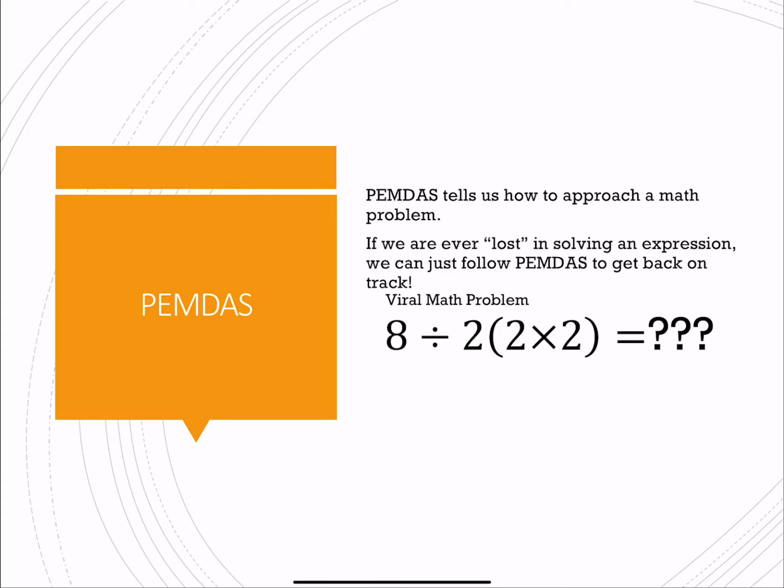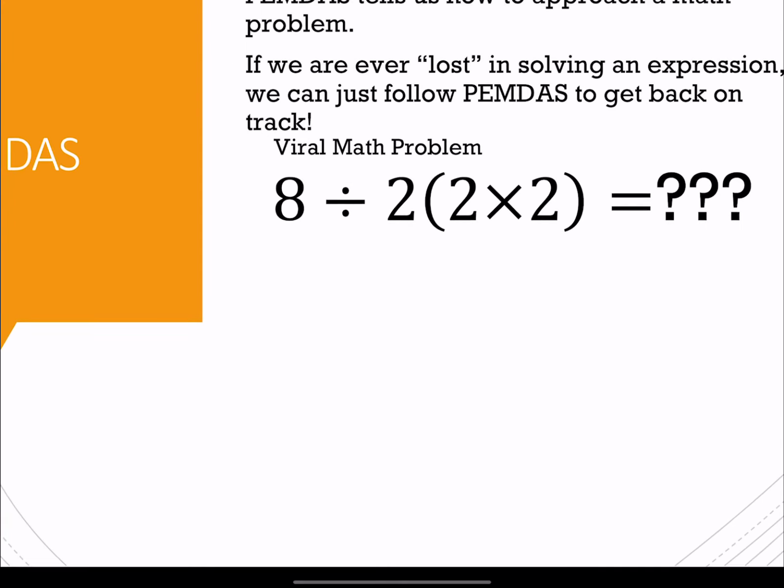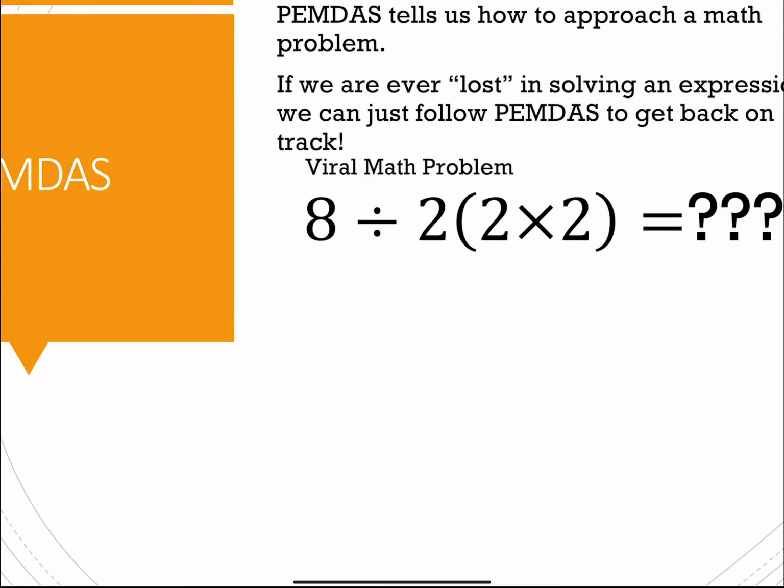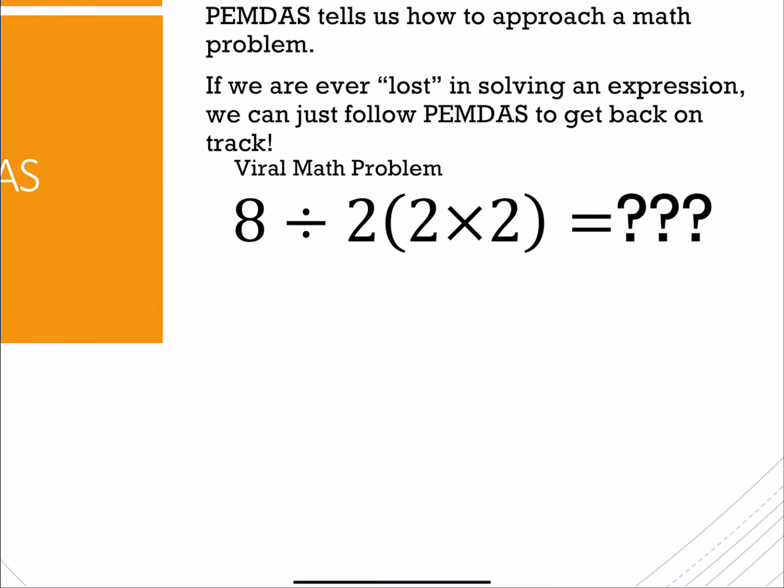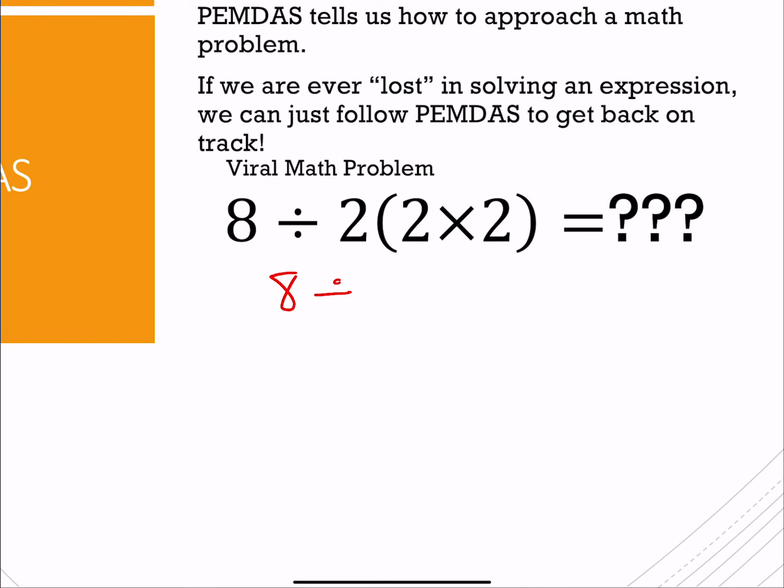So for this one here, we start off with parentheses, and we get 8 divided by 2 times, and 2 times 2 is going to be 4. So we get 8 divided by 2 times 4. And now here's where people get confused because PEMDAS says multiplication is before division. But what did we just learn? Multiplication is not before division. Multiplication and division are co-equals, and we do them in the order they appear.